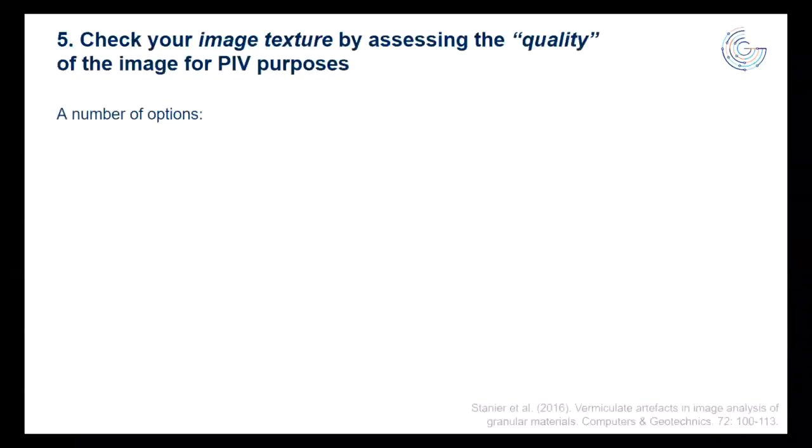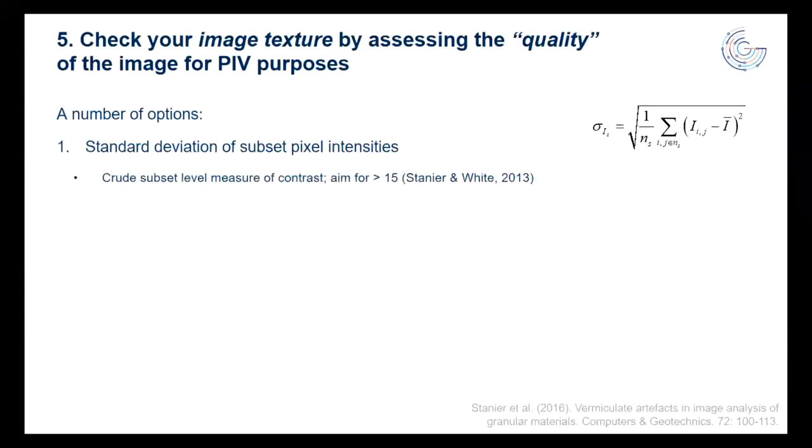So we've now got a camera set up, we've got good lighting, we've got an appropriate field of view, we've gone and set up the aperture and exposure time on the camera, and we want to take some trial images now of our mock-up sample. Once we've got those trial images, we can compute some measures of image texture quality, if you like.